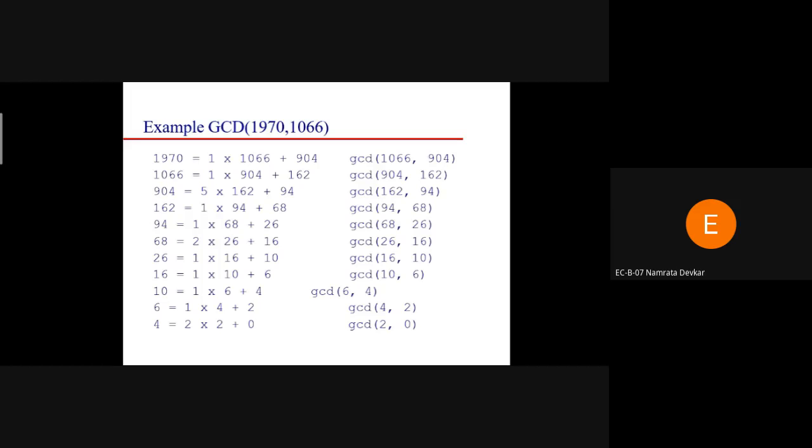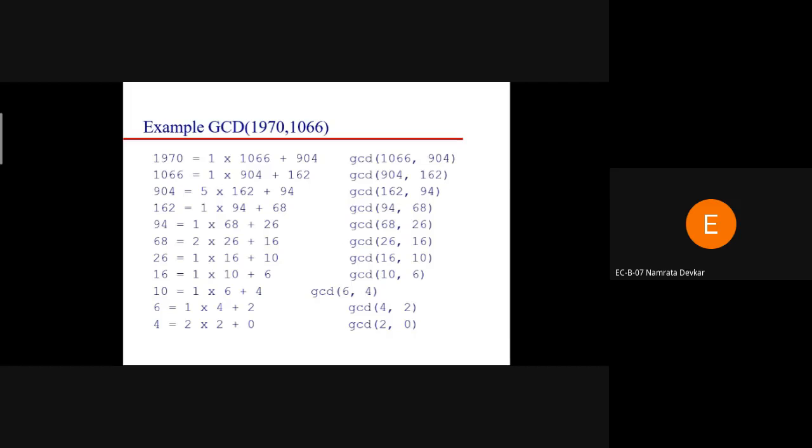Simply we have to compare the left-hand side and right-hand side. So if we take the GCD, it is GCD(904, 162). Is the remainder 0? No. So we take the greater number, 904, and again take the left-hand side and right-hand side numbers: 904 = 5 × 162 + 94. So the GCD is GCD(162, 94).